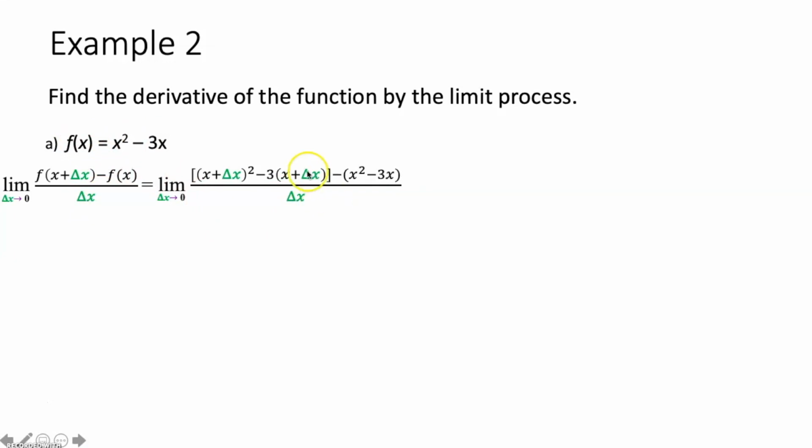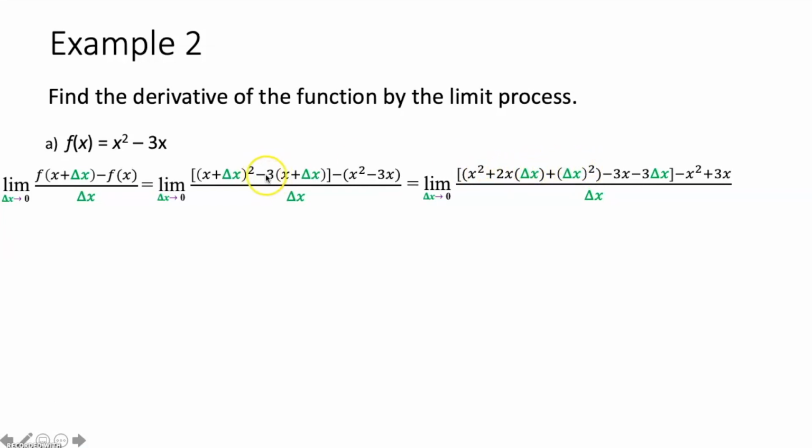Now, how do we simplify this? Well, there's a bunch of things we have to do. First, we have x plus delta x, the quantity squared. So this we actually have to FOIL. You have to imagine it as x plus delta x, the quantity, times x plus delta x. So you FOIL that, and you end up getting x squared plus 2x delta x plus delta x squared.